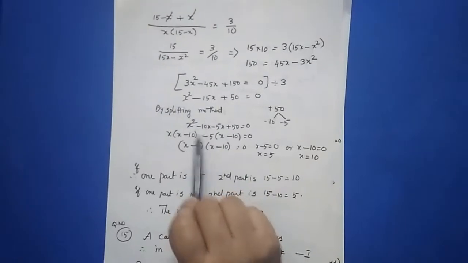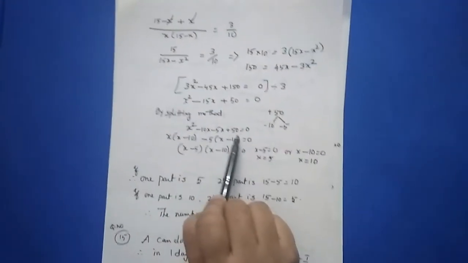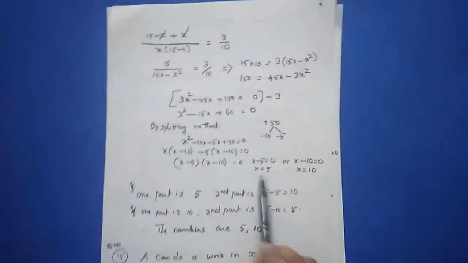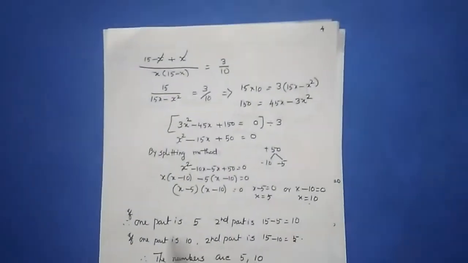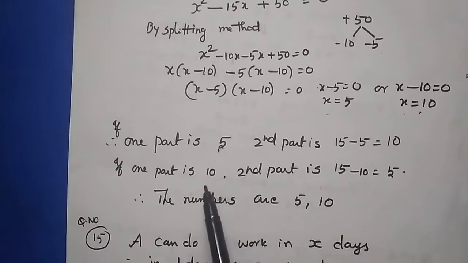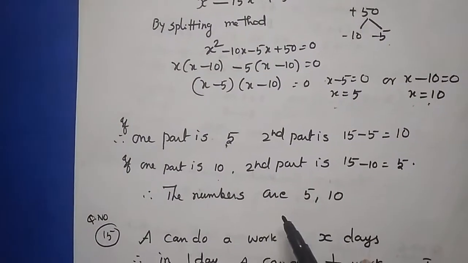So you are getting x squared minus 10x minus 5x plus 50. So x is equal to 5 or x is equal to 10. One part is x, and the second part is automatically 15 minus 5, which is 10. If you take 10, the second part is 5. So the numbers are 5, 10.